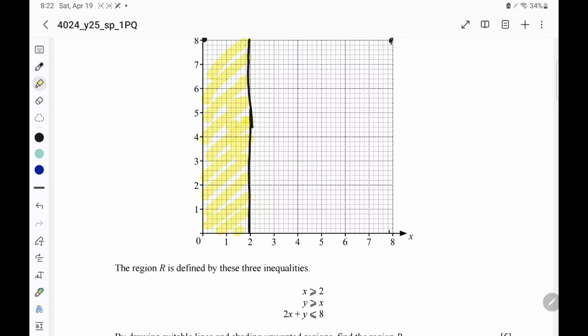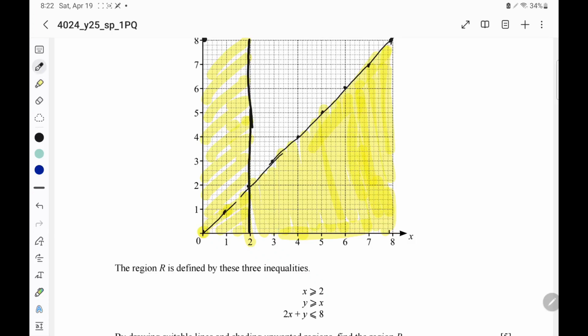Okay, now the next line is y is equal to x: 0, 0; 1, 1; and 2, 2; 3, 3. They are the coordinates. Whatever the value of x, you will have the same value for y. So that is the line for y is equal to x. Y is greater than or equal to x, so it means we are shading the lower side.